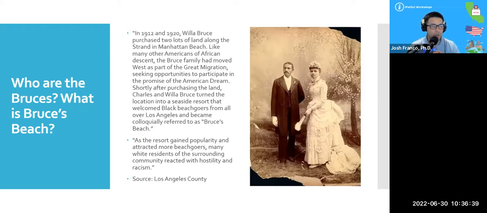As the resort gained popularity and attracted more beachgoers, many white residents of the surrounding community reacted with hostility and racism. So here on the right is a picture of Charles and Willa Bruce on their wedding day, courtesy of one of their family members.